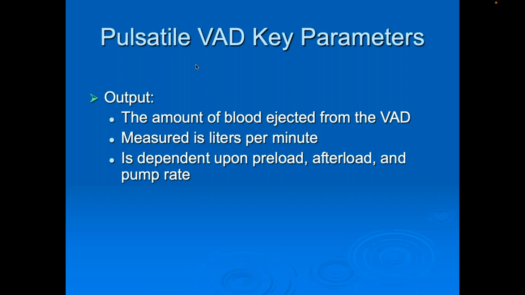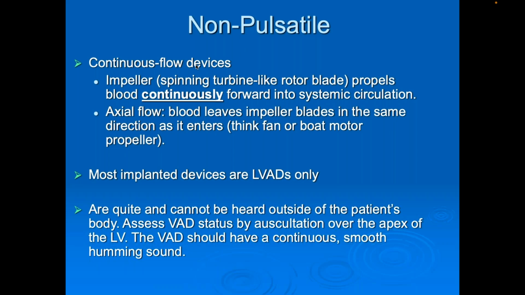The output is the amount of blood ejected from the VAD, which is measured in liters per minute, and is dependent upon preload, afterload, and pump rate. So the amount of fluid going in, the amount of fluid coming out, and the rate it's coming in and out at. With non-pulsatile, these are continuous flow devices.